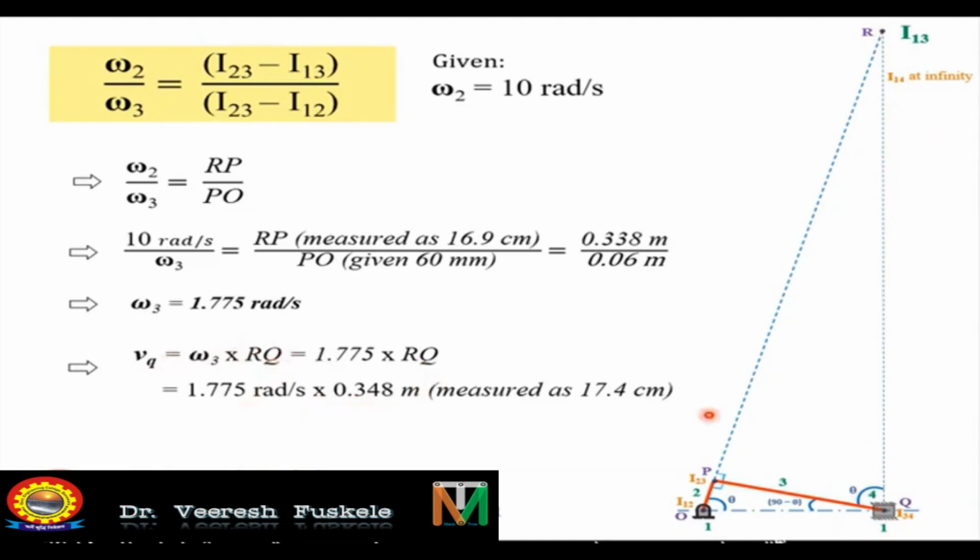By measuring this graphically, it will be 17.4 centimeters. By converting it according to the scale, it is 0.348 meter. So this will give us VQ, or the velocity of the slider, as 0.618 meter per second. So this is how you can solve this problem graphically with the use of the instantaneous center method.